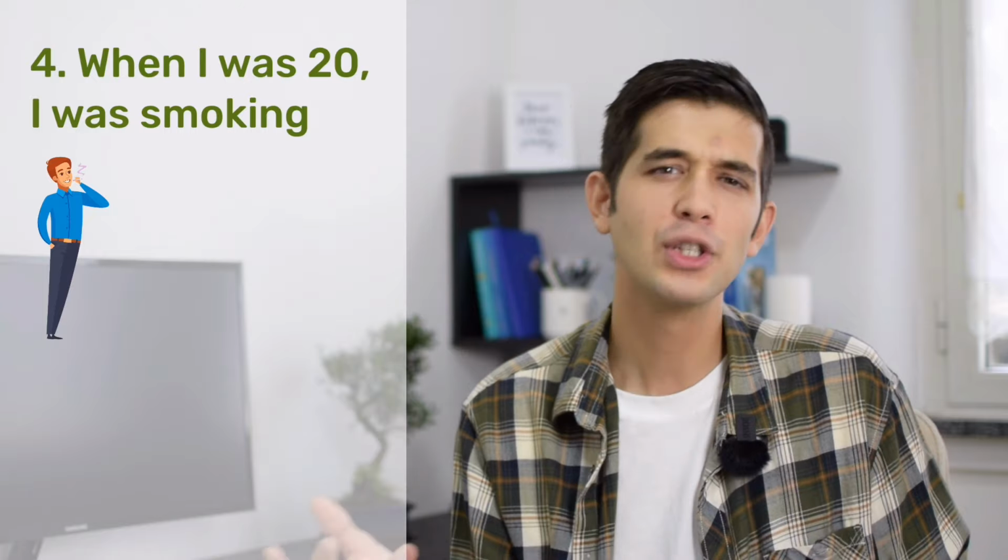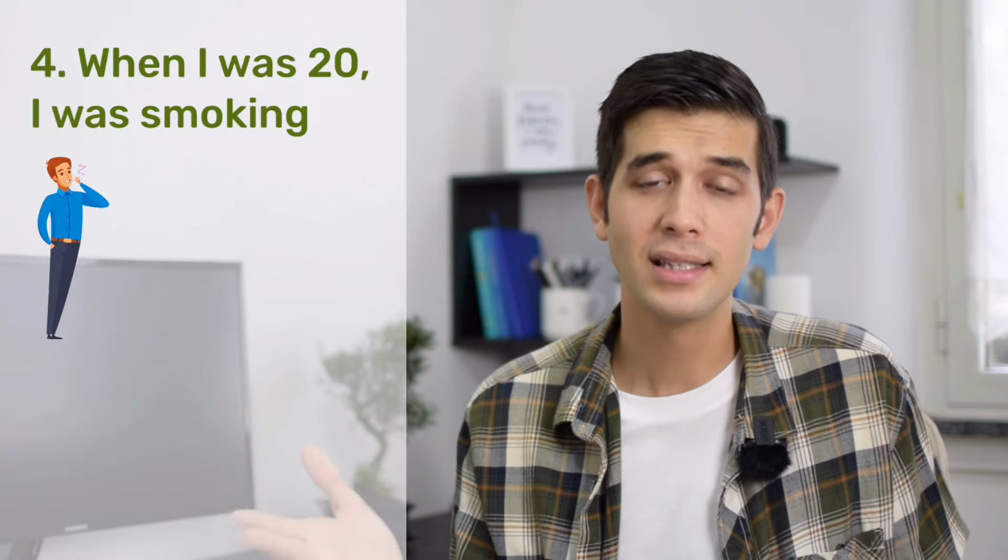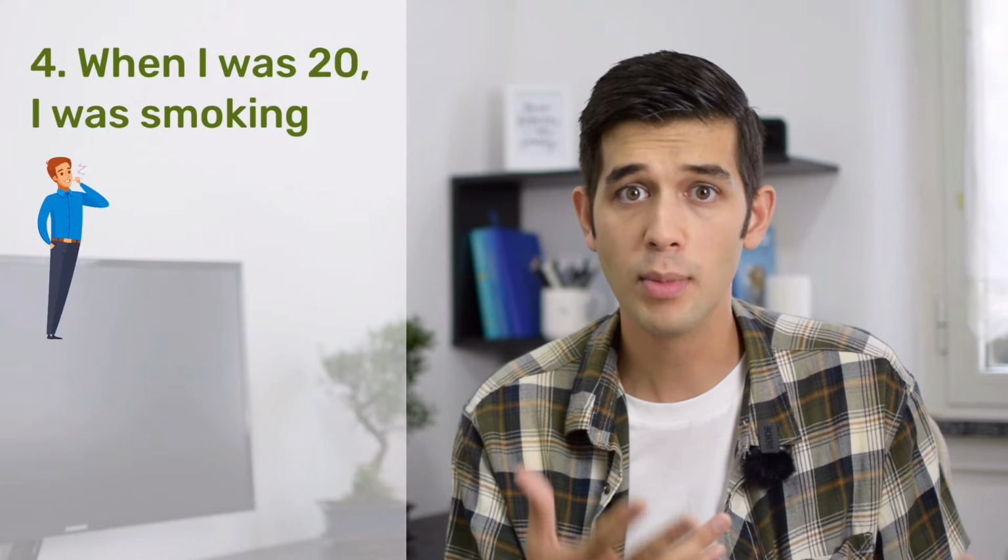Very good book. Common mistake number 4. When I was 20, I was smoking. What's wrong with this sentence? Well, right now I'm 27 years old. At the age of 20, I was smoking? Well, it was a habit, right? Well, I was addicted to smoking. So every day I would smoke.